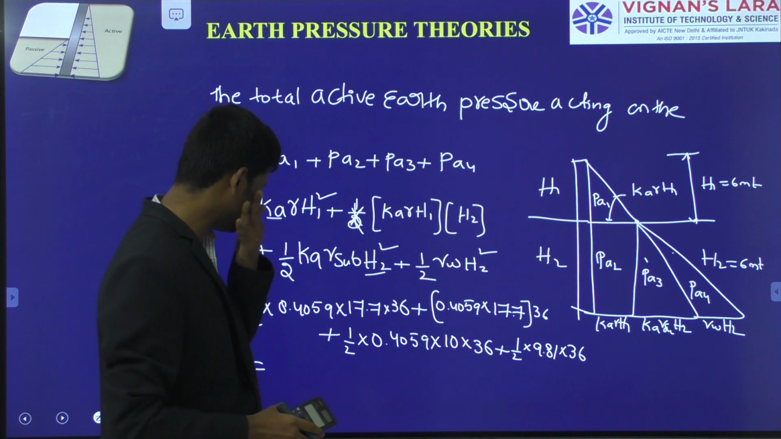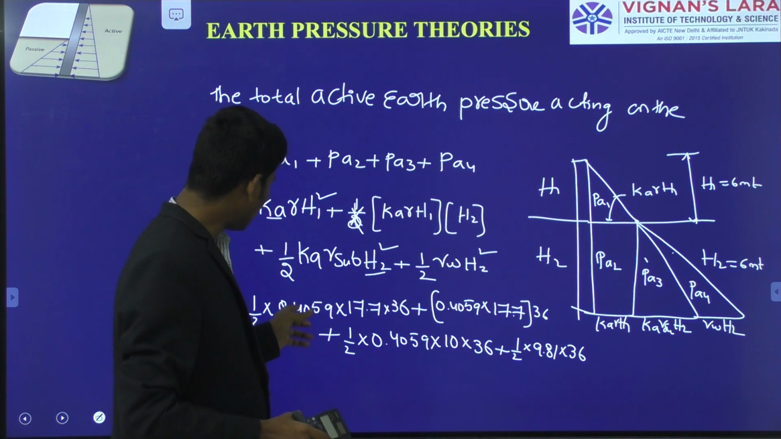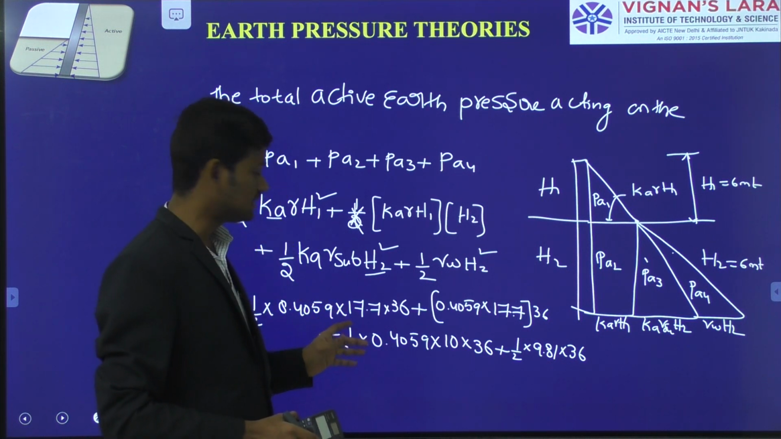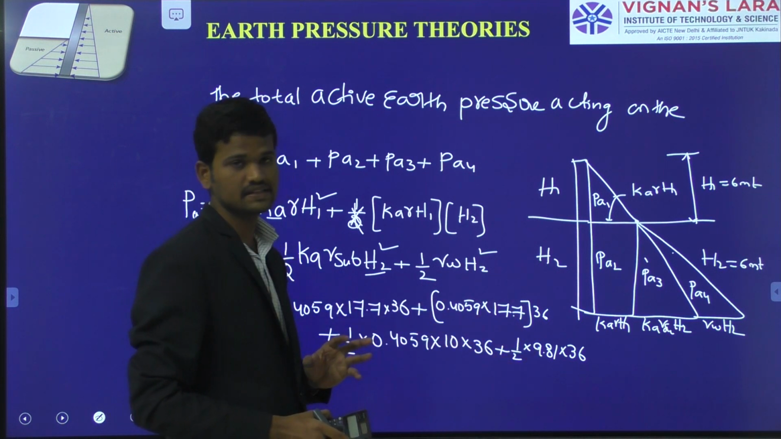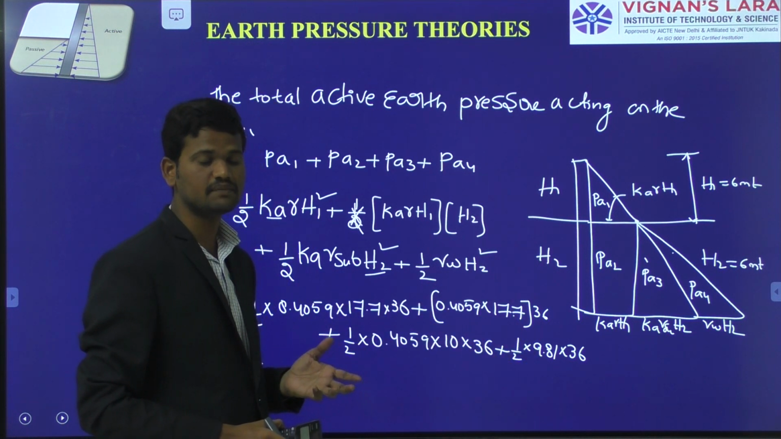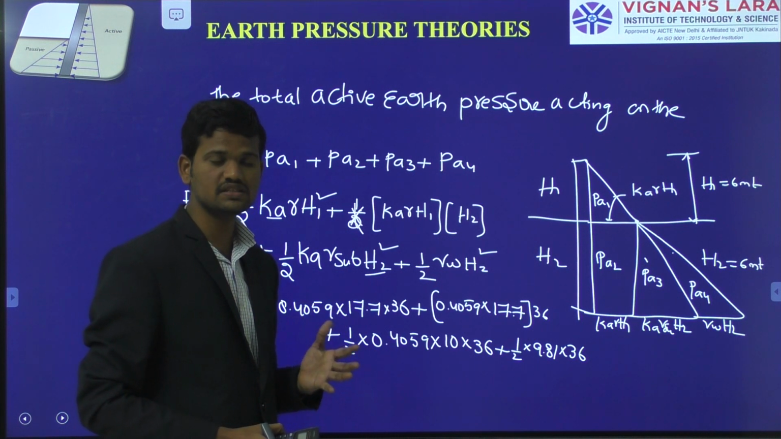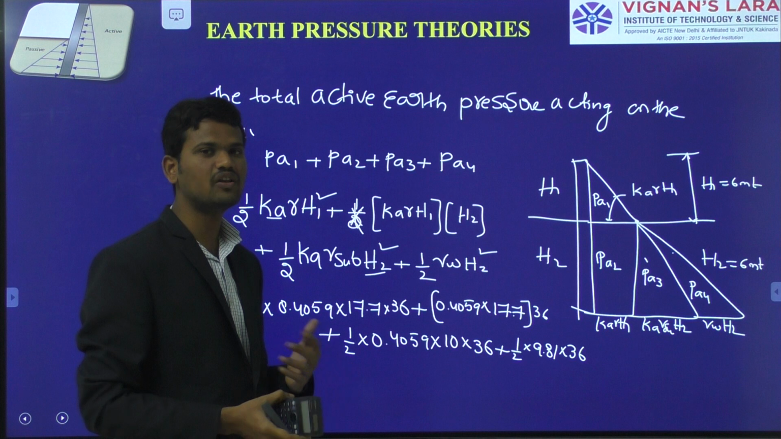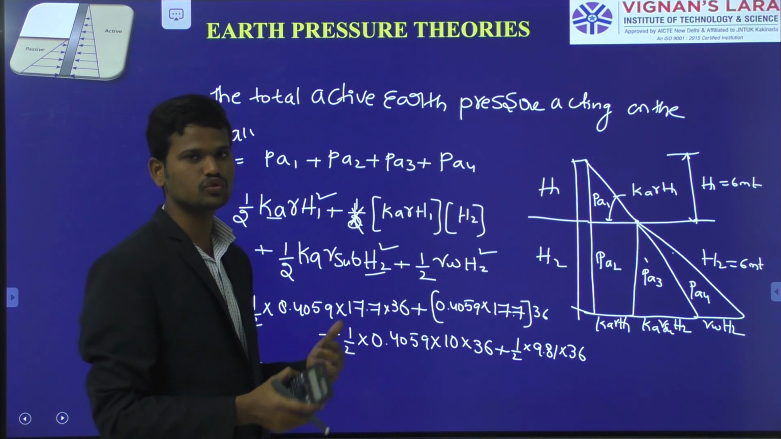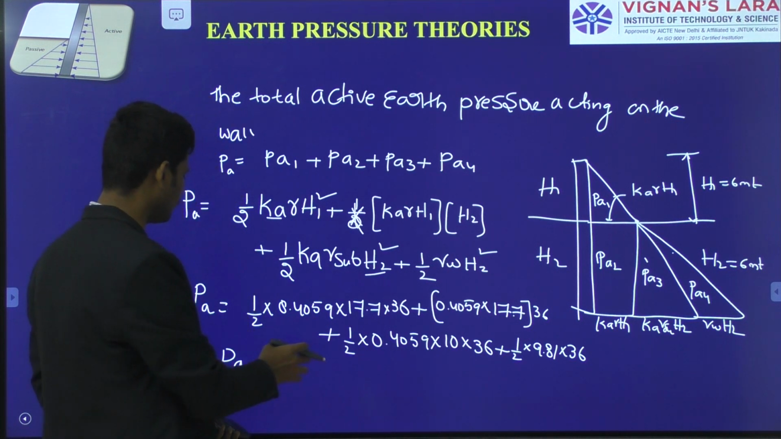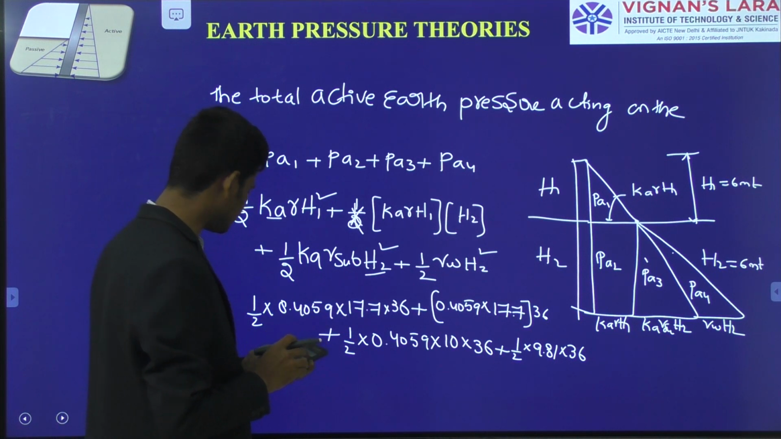If you see here, in some conditions the unit weight of water we are taking as 9.81. Some people will take the unit weight of water as 10 kN per meter cube. That is not wrong. You will make the values a little bit nearer. Okay, now we will calculate all this total pressure diagram.